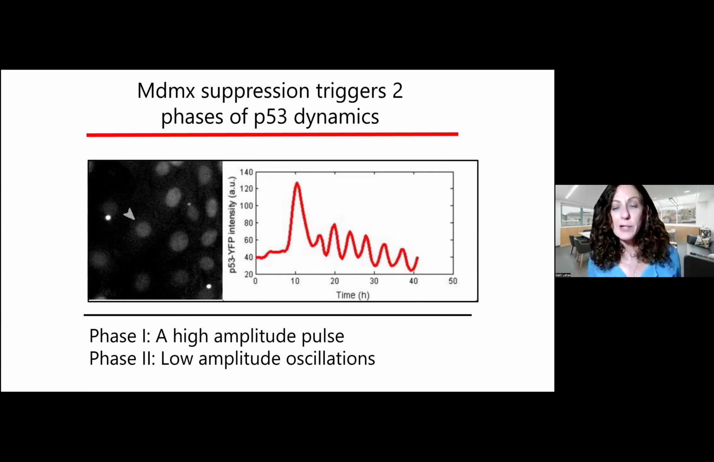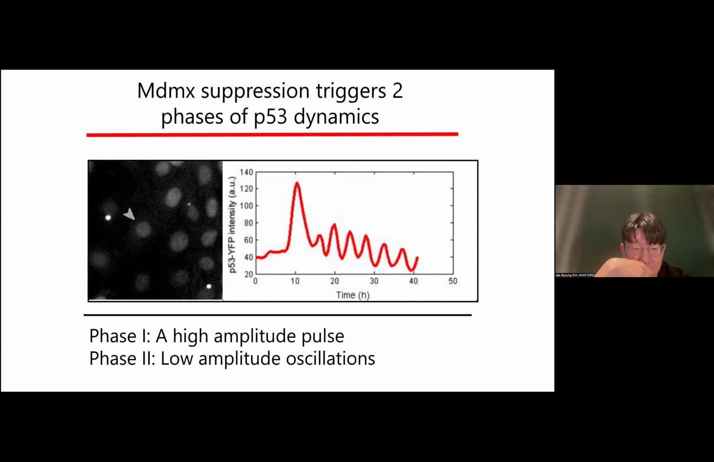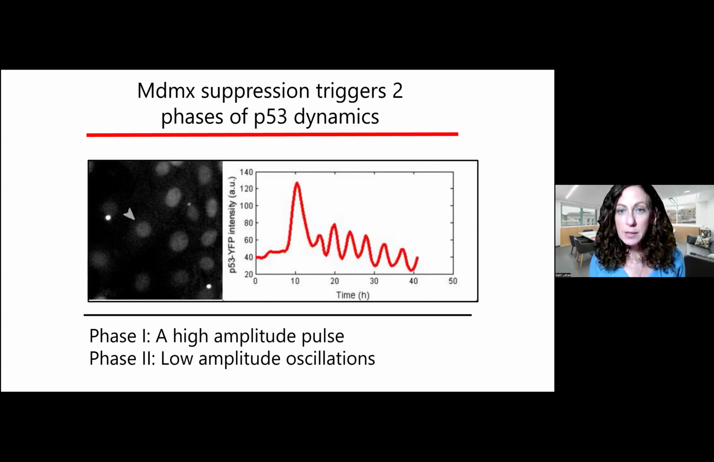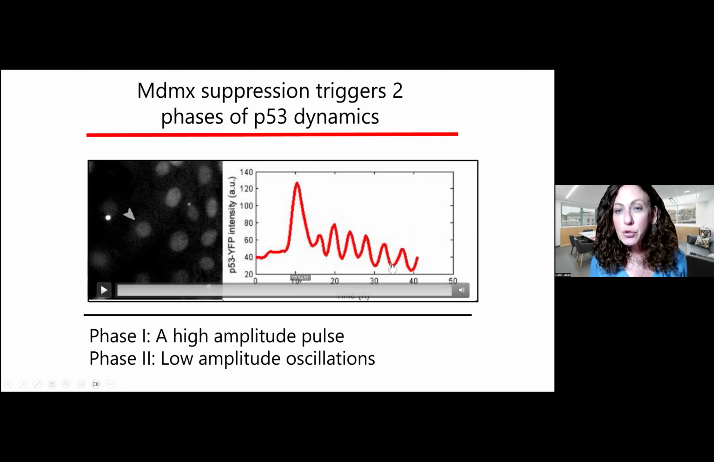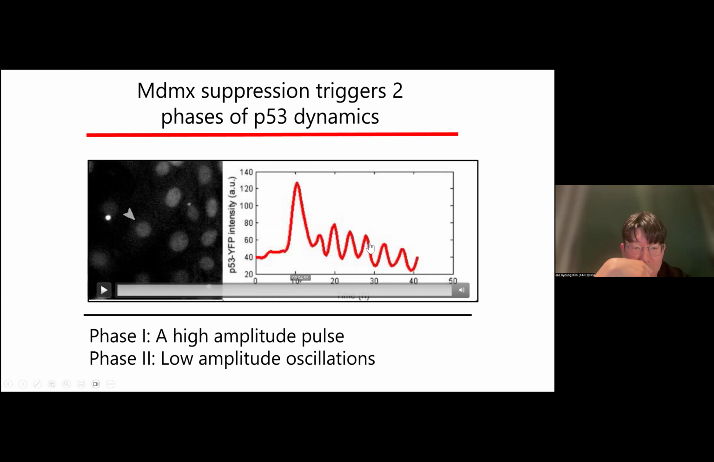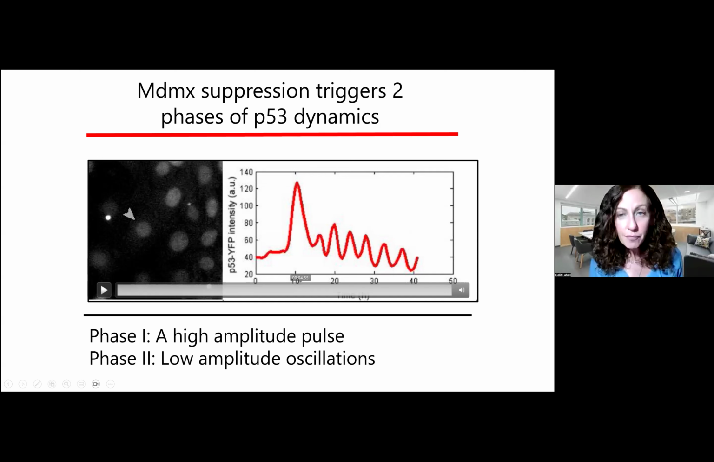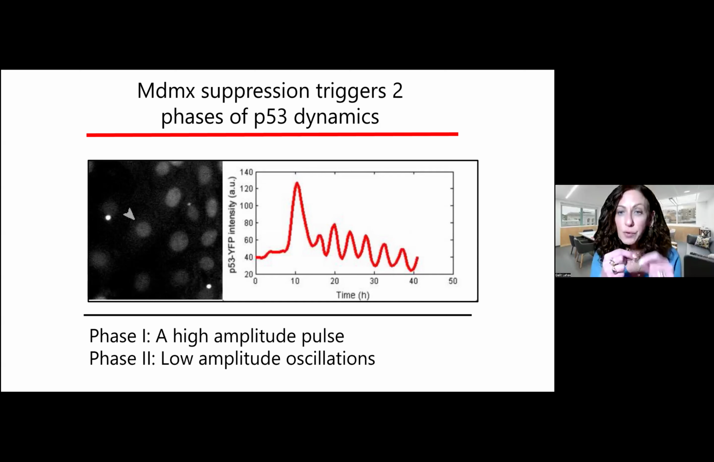Super cool. And so in that study, we said, let's try to combine inhibition of MDMX with DNA damage, but add the DNA damage at different times of the response. Let's add it during the big pulse and see what happens, and then let's add it during the oscillations and see what happens. And in this study, we discovered that the interactions between these two treatments depend on the phase at which DNA damage was added.